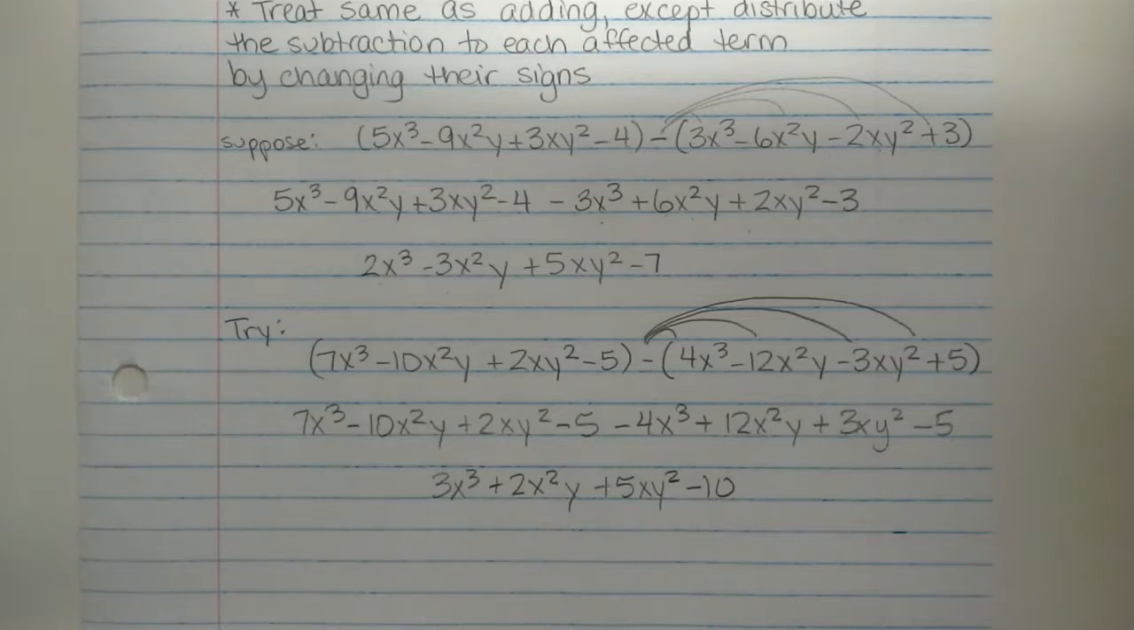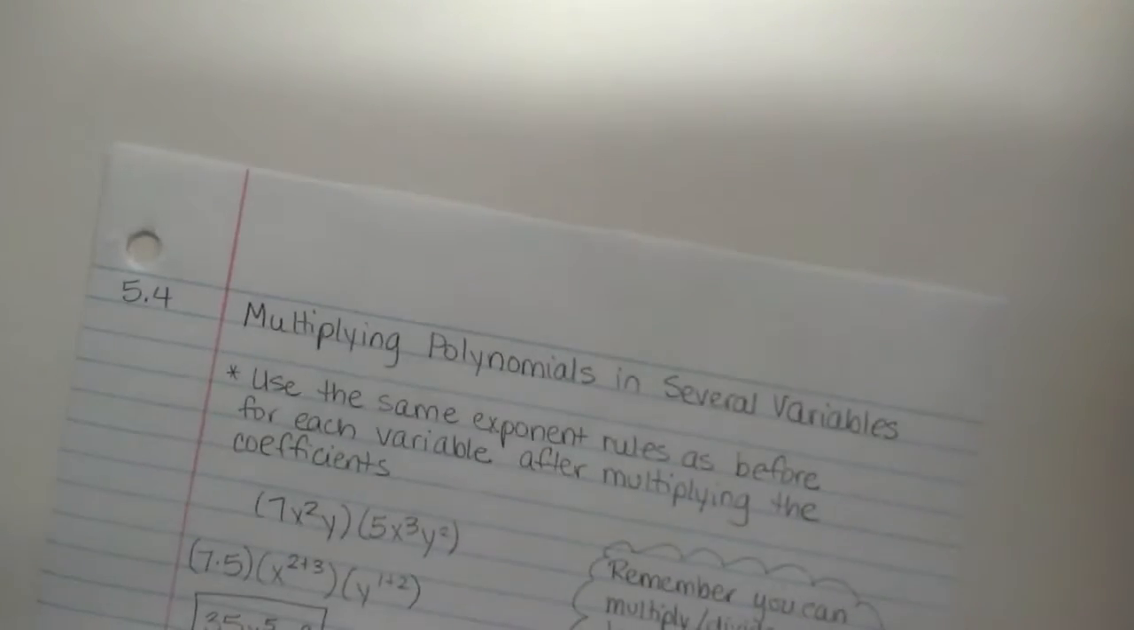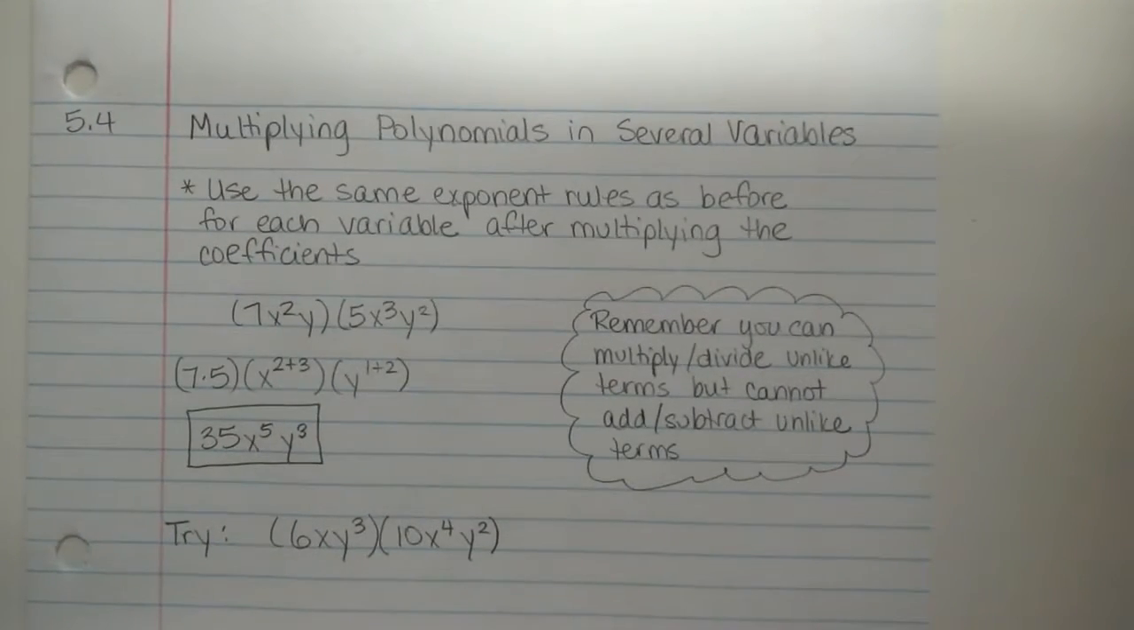Okay, let's talk about multiplying polynomials that have multiple variables. So you use the same kind of exponent rules that we learned before after multiplying the coefficients. Remember, you can always multiply or divide unlike terms, but when you're adding and subtracting, they have to be the exact same. That's what we did before.